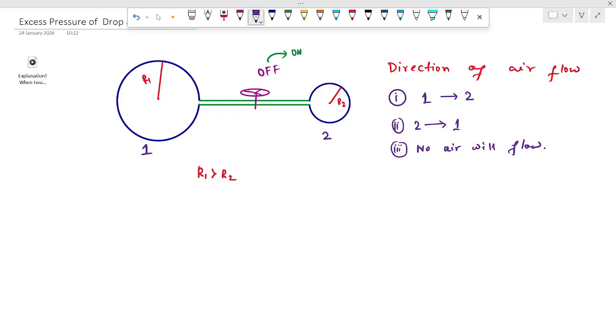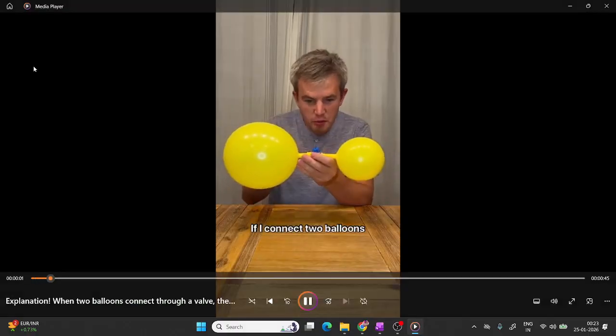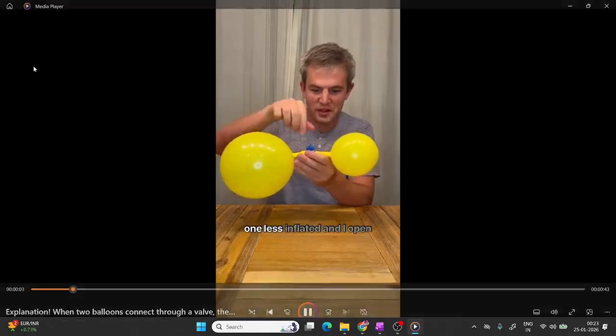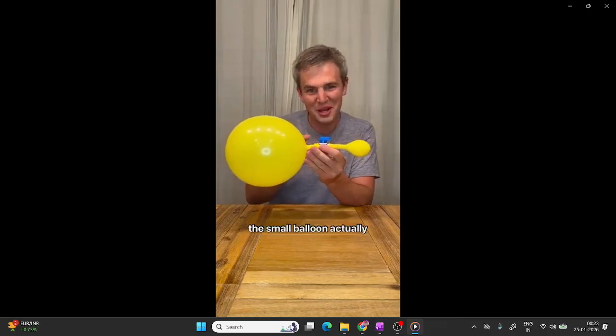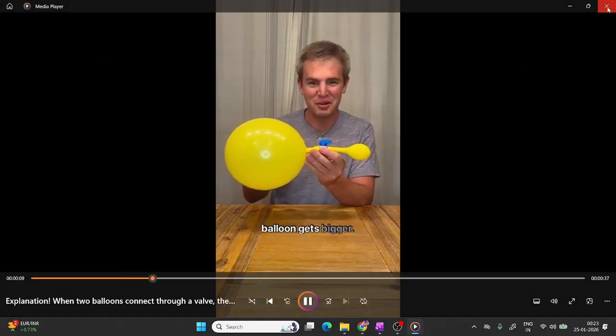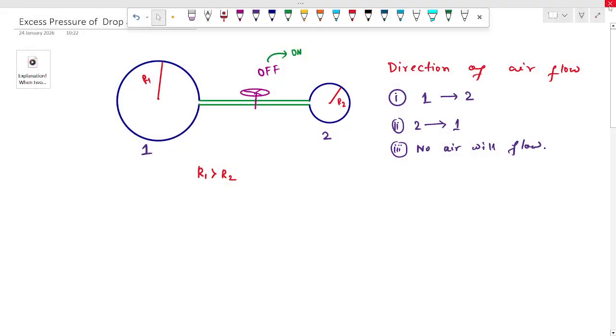So you take some time and answer. Okay, now I am going into a demonstration video. Watch it carefully. Connect two balloons together, one more inflated, one less inflated, and I open a connection between them, the small balloon actually gets smaller and the big balloon gets bigger. Now, as you can see, the air flows from the smaller to the larger one.